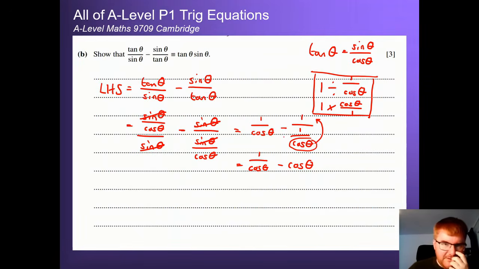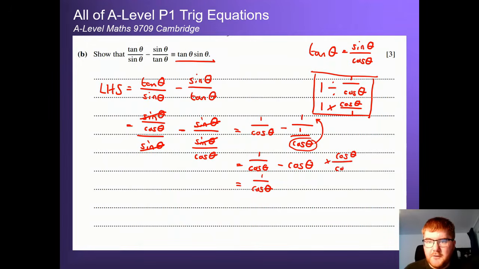Now, we're not quite finished here at this point. We still haven't got this right-hand side. So what I'm going to do here is I'm going to times top and bottom here with the second part by cos theta over cos theta. Now, if you times anything by 1, it doesn't change what it is. So that gives us cos theta times cos theta is cos squared theta over cos theta. The reason we could do that is then we can actually just combine the two fractions. We've got the same denominator. That gives us 1 minus cos squared theta over cos theta.